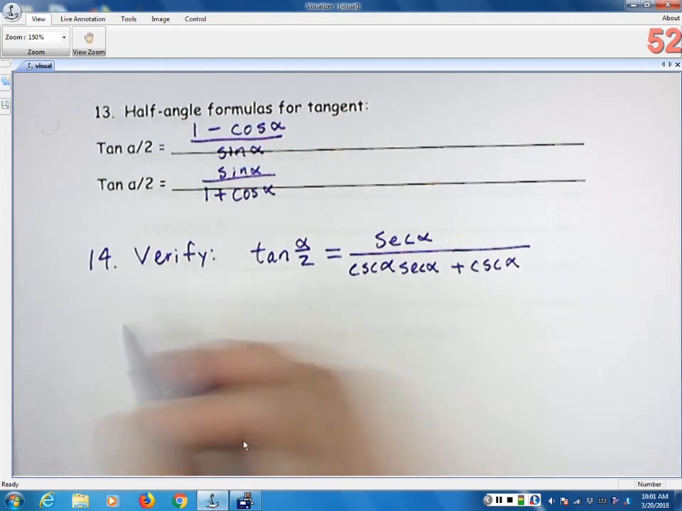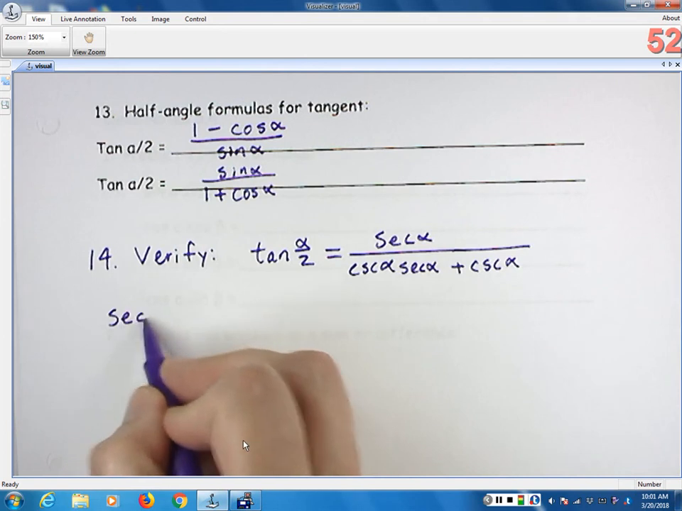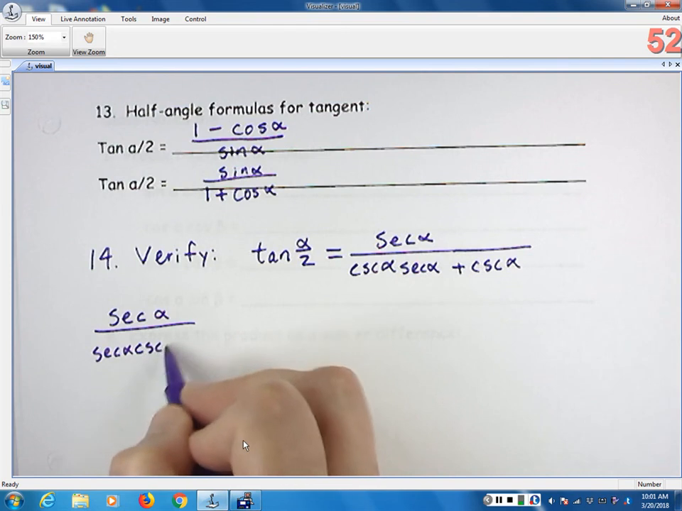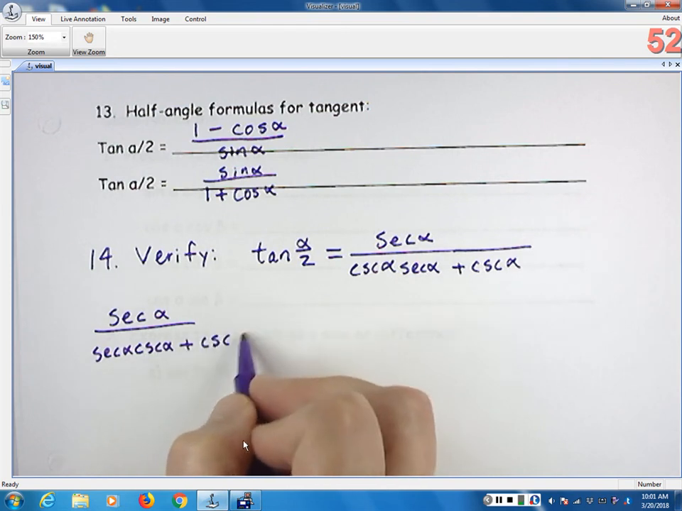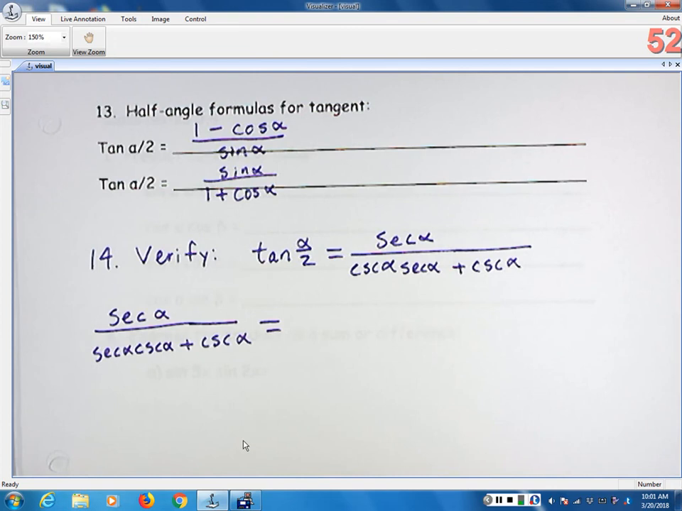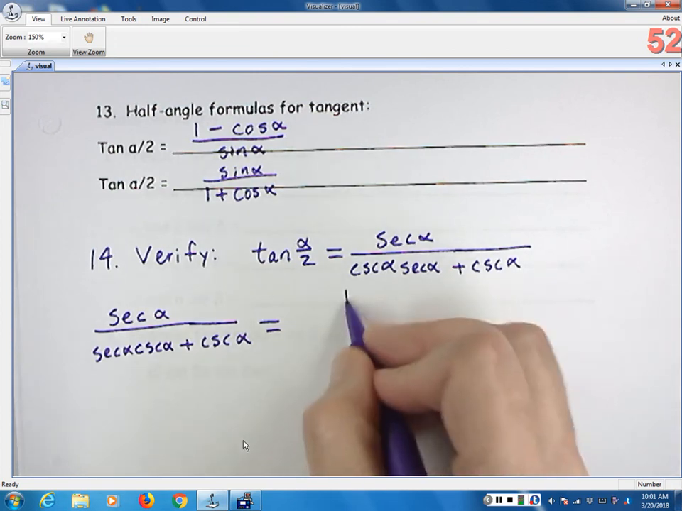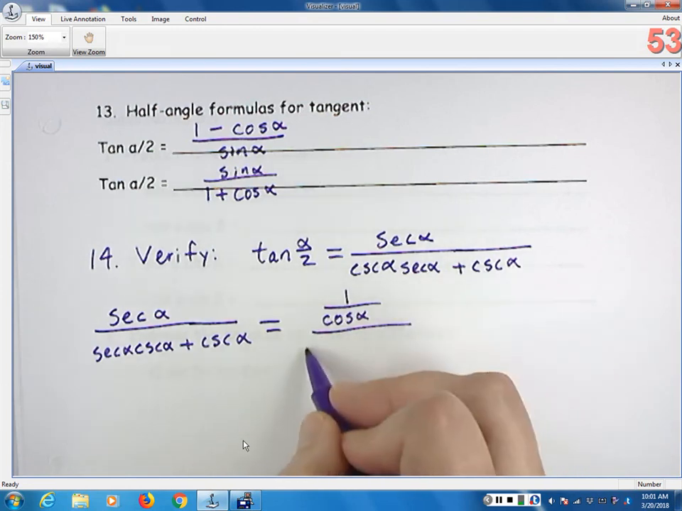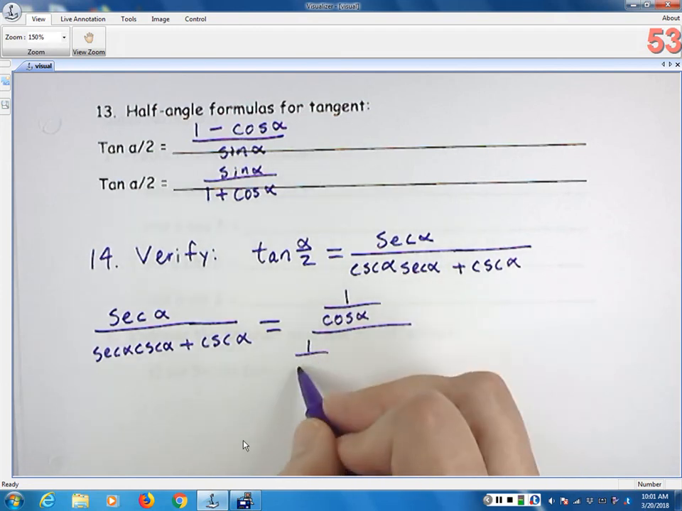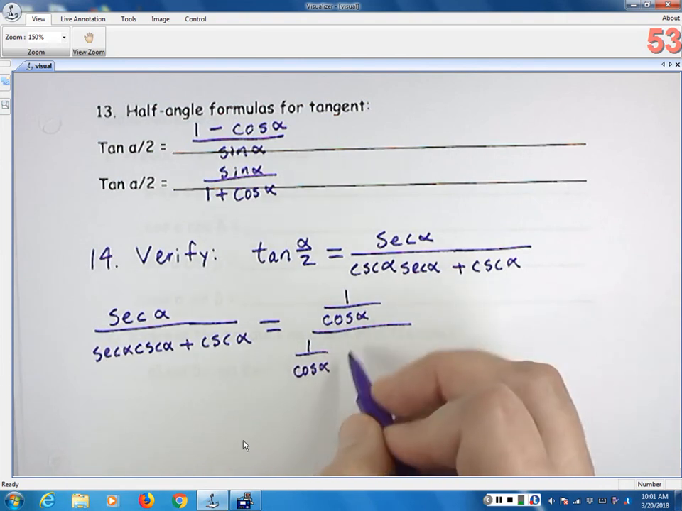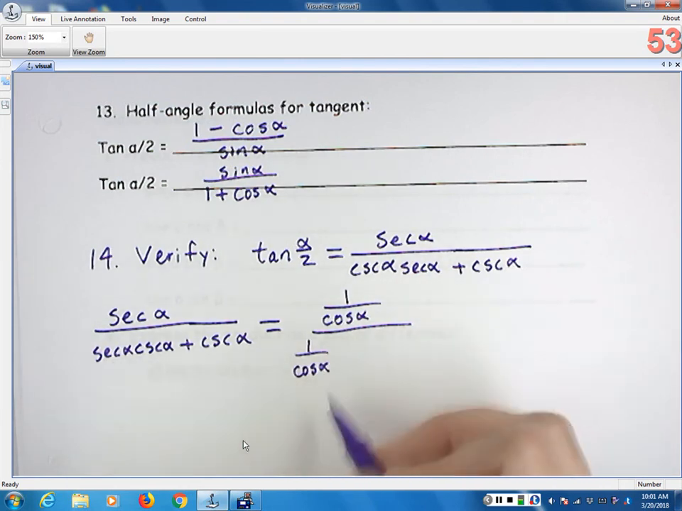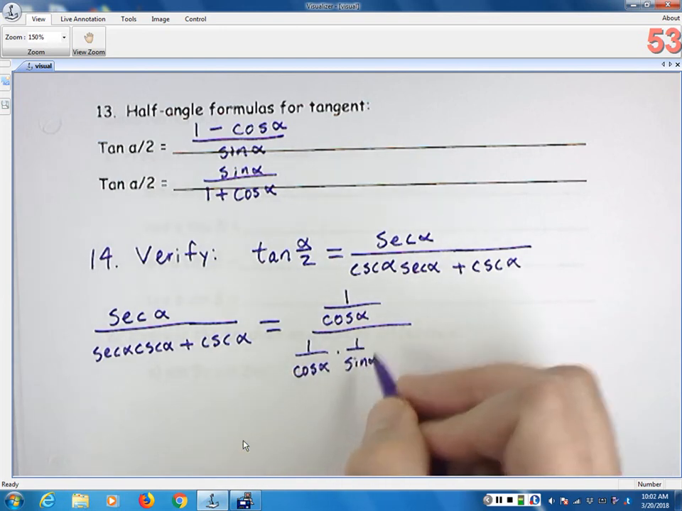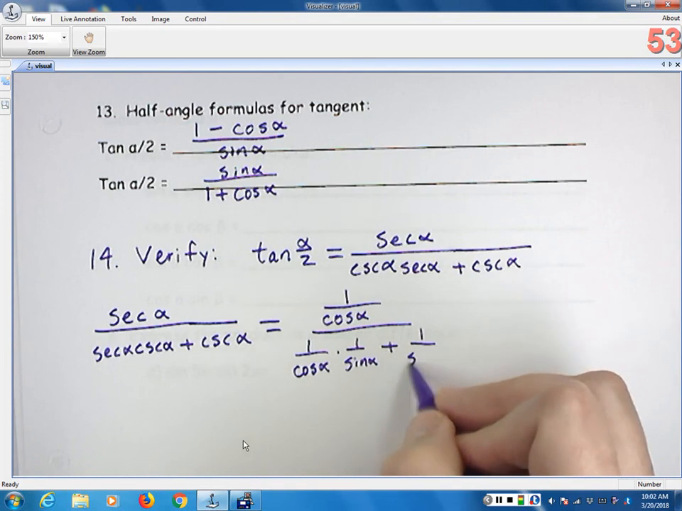What I did first, I'm starting with secant alpha over secant alpha, cosecant alpha, plus cosecant alpha. I just rewrote everything in terms of sine and cosine. This is 1, so you can do cosine alpha. 1 over secant is 1 over cosine. Secant is 1 over cosine. Cosecant is 1 over sine.